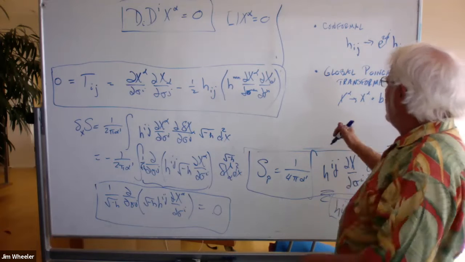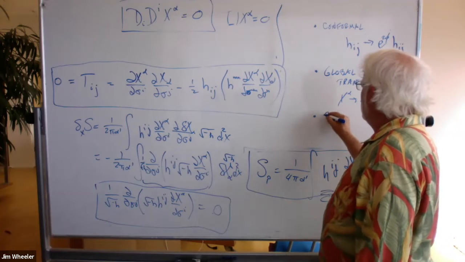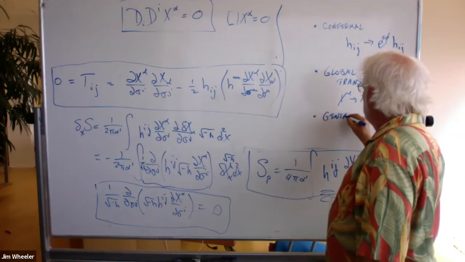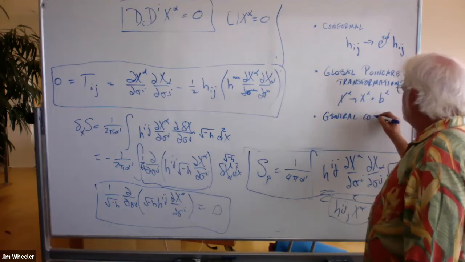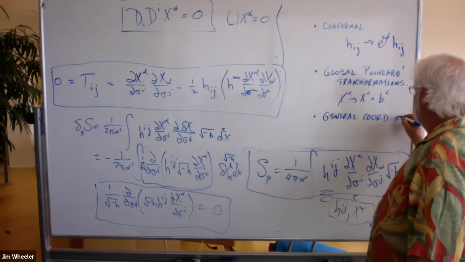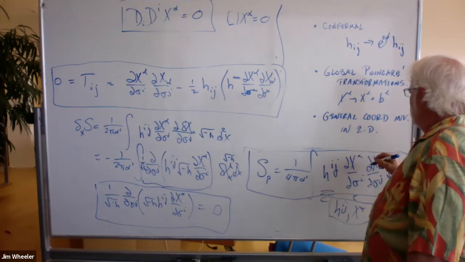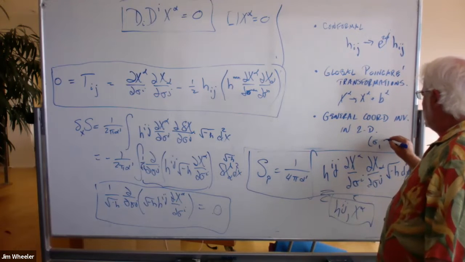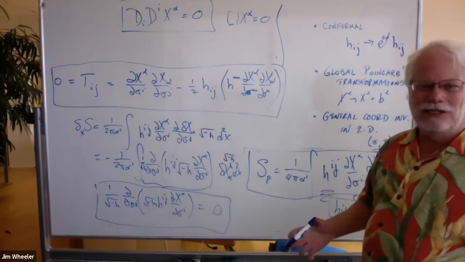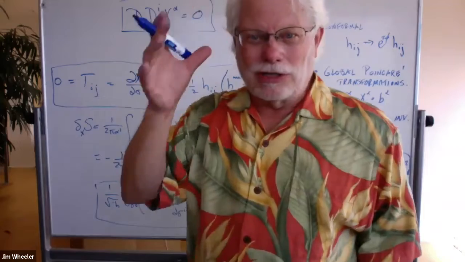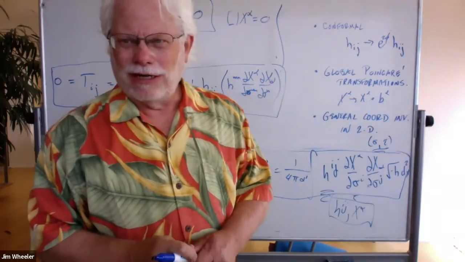And then we have general coordinate invariance in 2 dimensions. So sigma and tau can be replaced by any two convenient parameters, and we're still talking about the same theory.